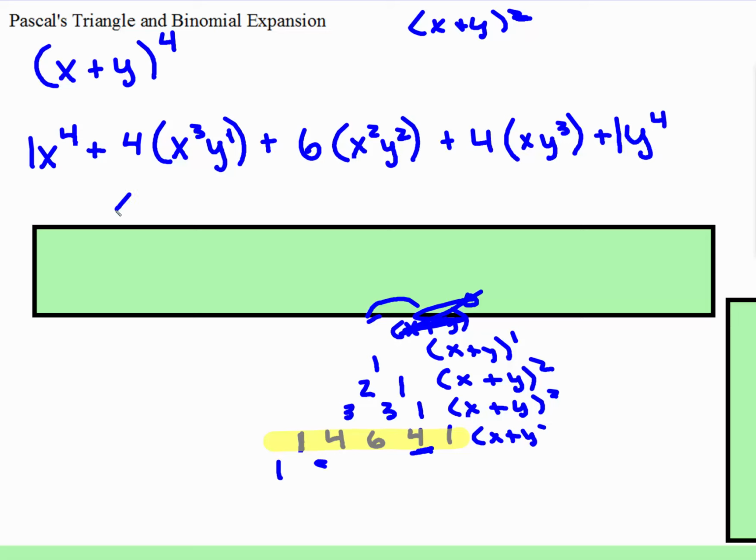So if you were to just simplify that, x to the fourth plus 4x cubed y plus 6x squared y squared plus 4xy cubed plus y to the fourth. And we will be practicing this quite a bit. You don't have to have all of this memorized in a 4-minute video, but it's a very handy tool. You can use Pascal's Triangle for other things, but this is where we're primarily going to use this. All right, that's it.